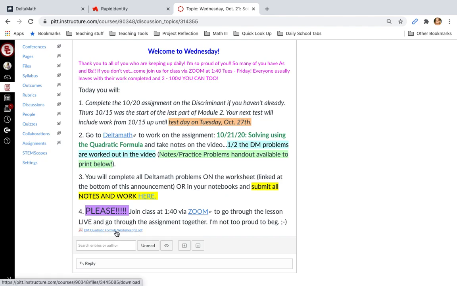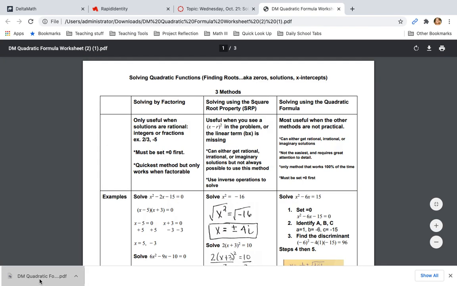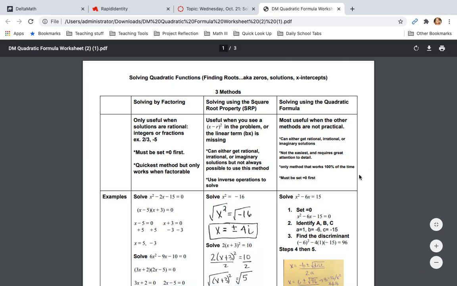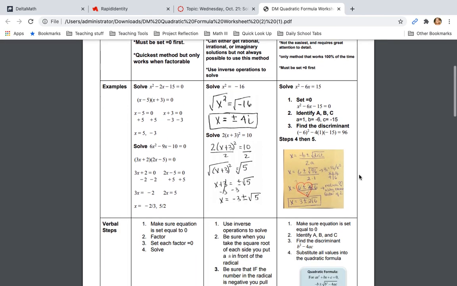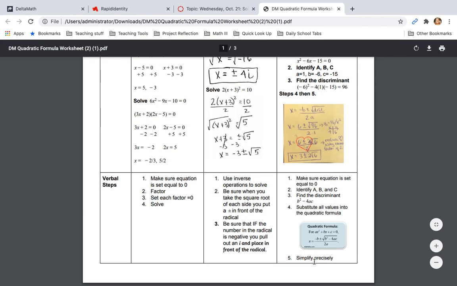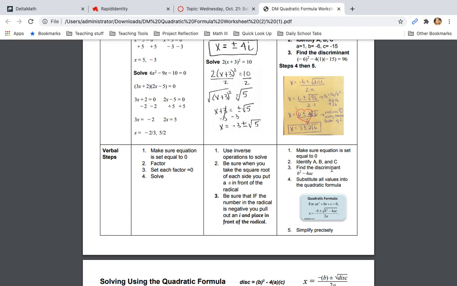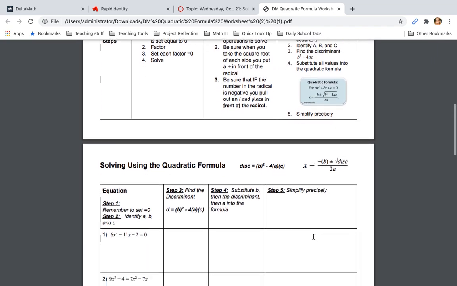So right here, by the way, is the worksheet that I will be using, and it has all of the problems from Delta Math typed on it. I did include on page 1 the same handout as yesterday because this is our reference sheet, but today we're going to be using these steps, solving using the quadratic formula from this reference sheet. Yesterday in the video, we did steps 1, 2, and 3 up to finding the discriminant. Today we're going to take that discriminant and substitute all values into this quadratic formula and simplify.